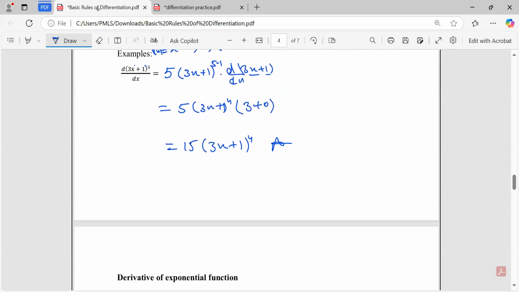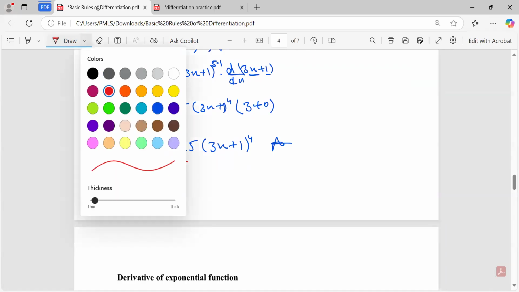In the same way, if we take any other example, for example, if you have a function something like x square plus 1 raised to power minus 4.